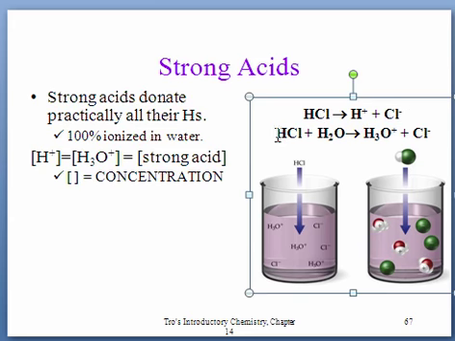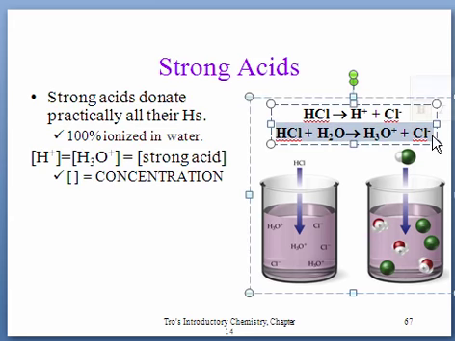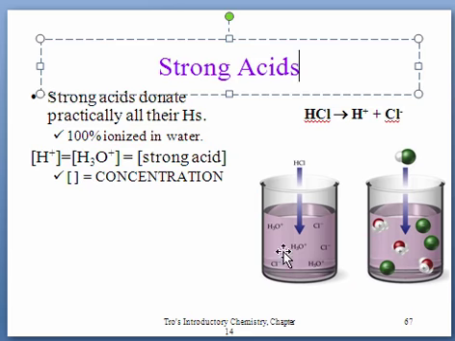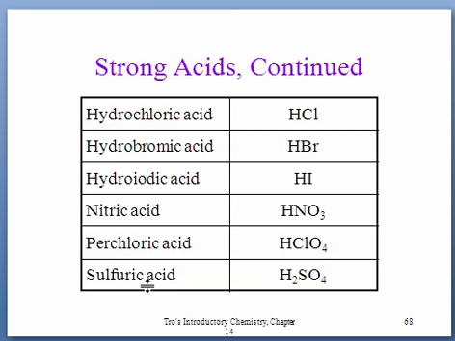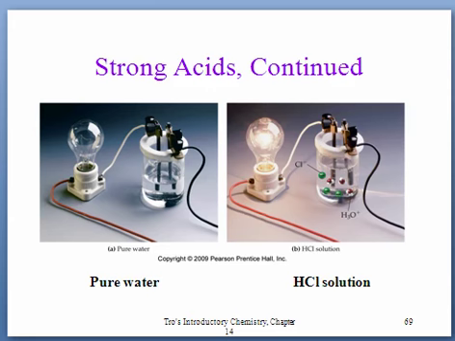Here's another way of looking at this. We're just going to ignore that for now. And so when we have HCl in water, we have H plus ions, which attach to water molecules, which are what these are, and then chloride ions. If we know what the concentration of the acid is, it is equal to the concentration of H plus. Here are some examples of strong acids: hydrochloric, hydrobromic, hydroiodic, nitric acid, perchloric acid, and sulfuric acid.